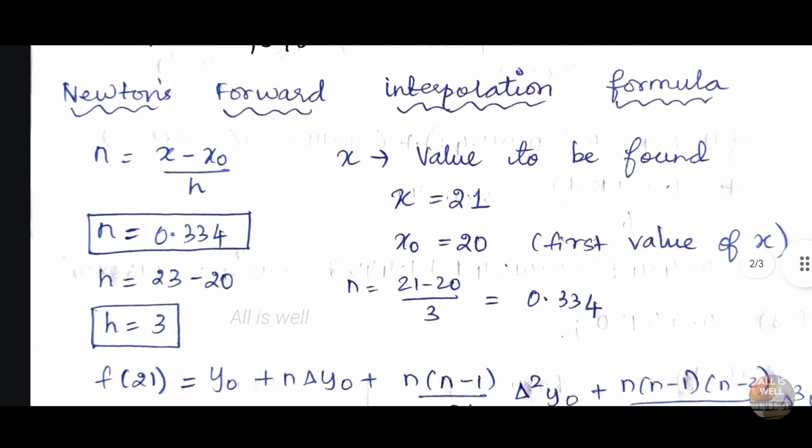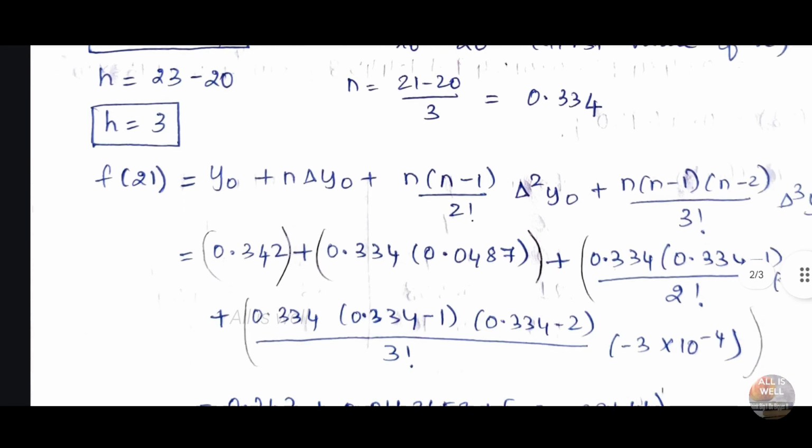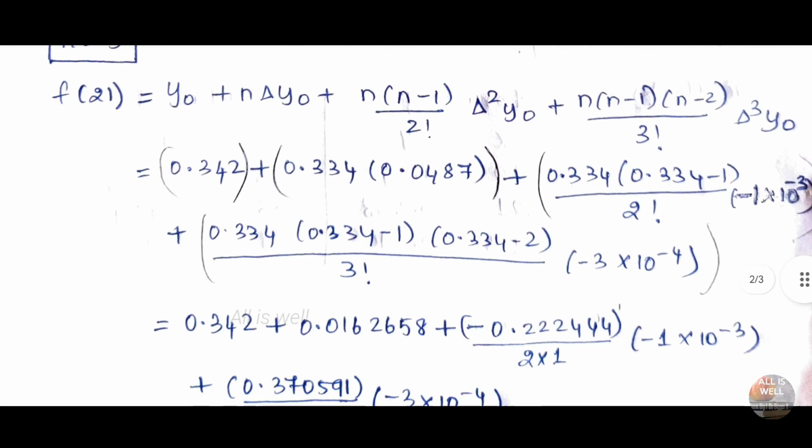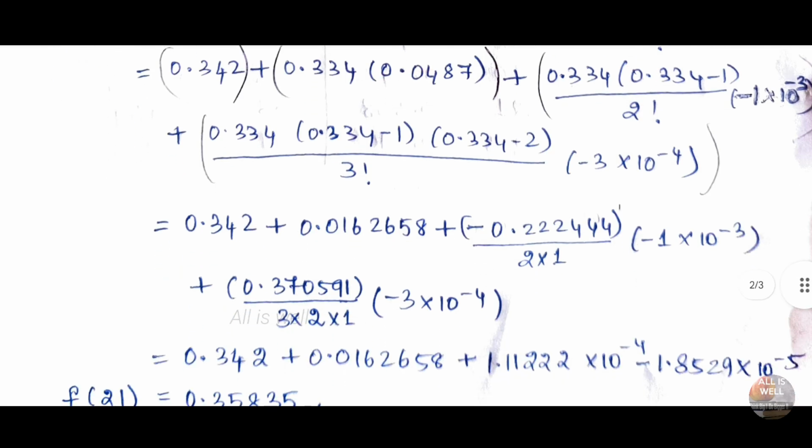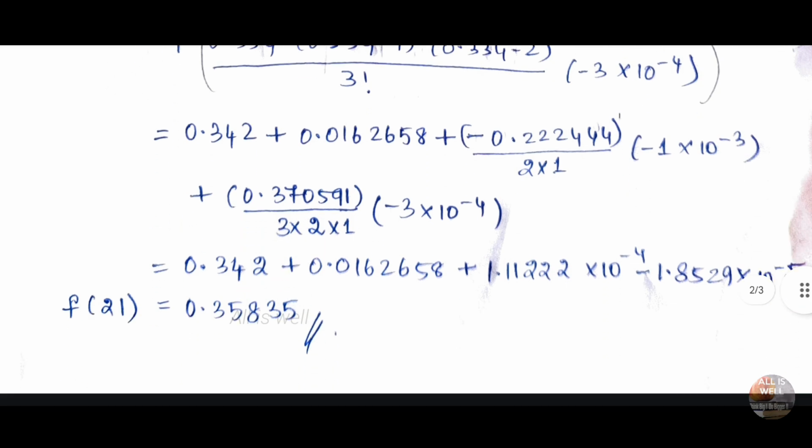Along with the values of n and h, also substitute the other values in the formula. The values of y0, del square y0 and del cube y0 are substituted using the interpolation table. Be careful with the denominator used in the formula, that is factorial. For 3 factorial, you have to divide it with 6. After arithmetic simplifications, you will get the value of y when x is equals to 21.